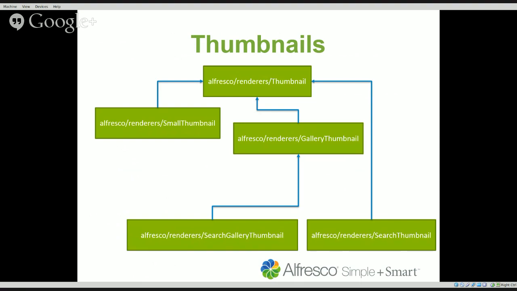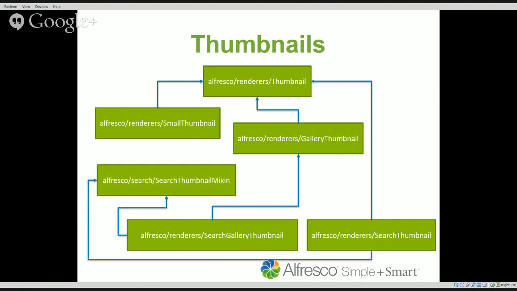So this isn't a proper class diagram or anything, but we've got a thumbnail, and a gallery thumbnail and a small thumbnail which extend from it. Then the search thumbnail extends from the regular thumbnail, and the search gallery thumbnail extends from the gallery thumbnail, and they're different because they both mix in this search thumbnail mix-in module. A mix-in is a bit like a multiple inheritance concept. You're basically taking the functions provided by another module and mixing them into your own, and that's a really powerful way of sharing common code when there isn't a direct inheritance structure.